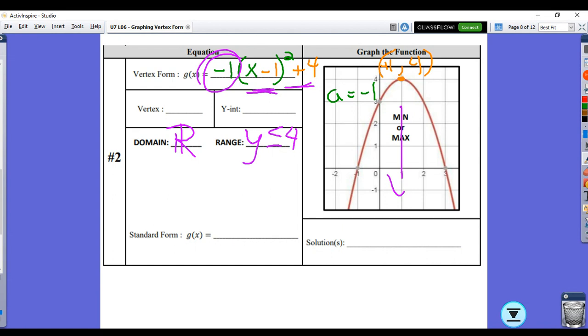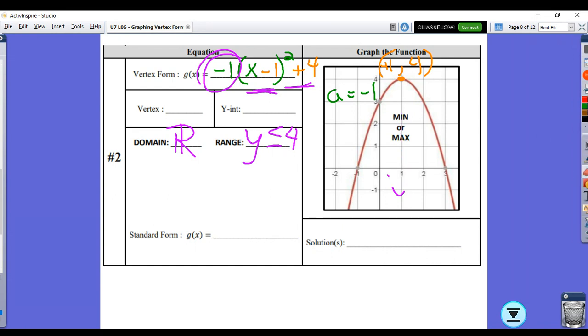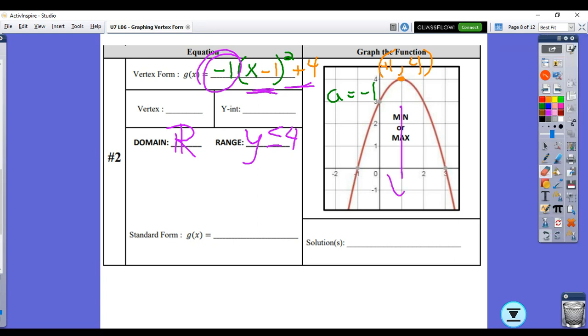So the only other thing that I want to focus on before we move on to the other direction, figuring out how to go from an equation to a graph, is this idea of max and min, right?